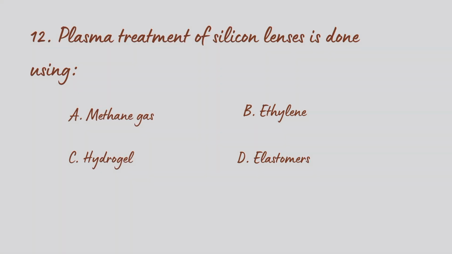Next question. Plasma treatment of silicone lenses is done using option A. Methane gas. Option B. Ethylene. Option C. Hydrogel. And option D. Elastomers. Correct answer is option A. Methane gas.